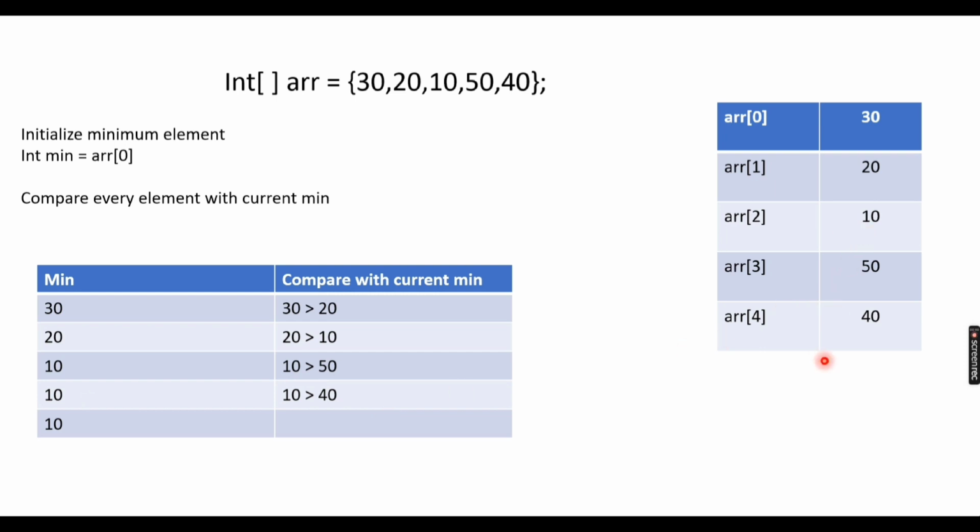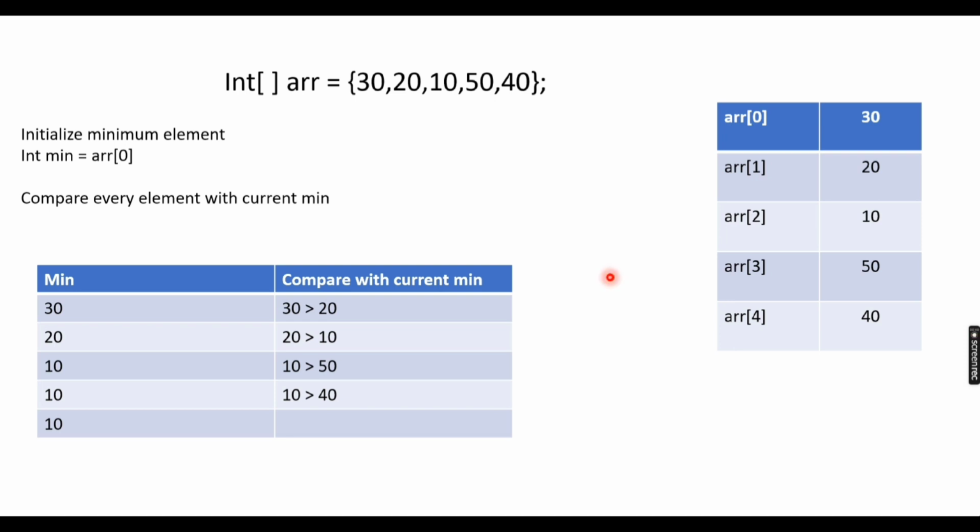Now 10 will be compared to 40. Is 10 greater than 40? No, it means that 10 is the minimum. So we will keep the minimum as 10. So we have done two steps till now. The first step is to initialize the minimum element, then compare every element with the current minimum. And in the last step, we just need to print the minimum value, whichever was updated till the last. So that is the logic here. I hope you have understood the logic. You will understand more clearly when we write the code.